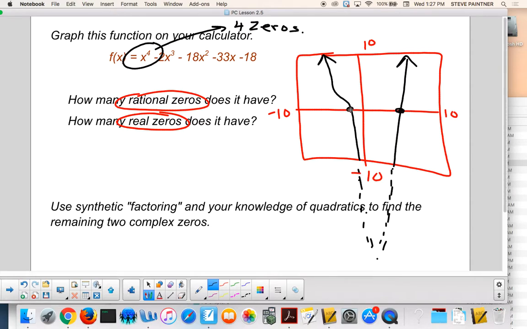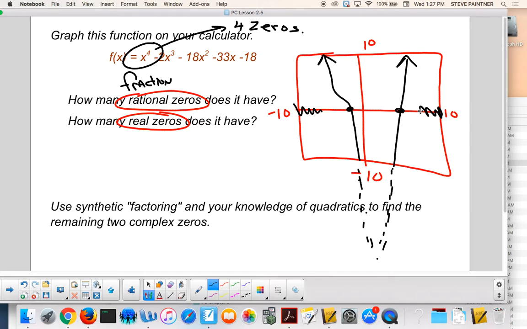How many rational zeros does it have? Rational means fractions. If you zoom in on this, if you shave off a few of these x's, you could probably see it better. But can you tell right now what they are? No? Okay, then go to your window and shave off a couple x's. Don't go 10 out and 10 back. Maybe cut it down to 5.